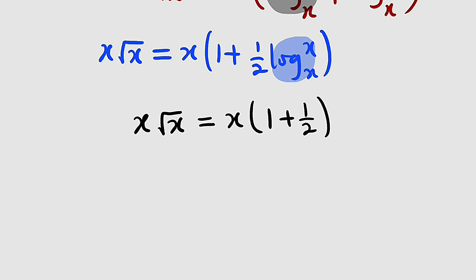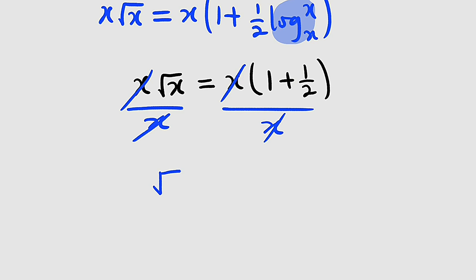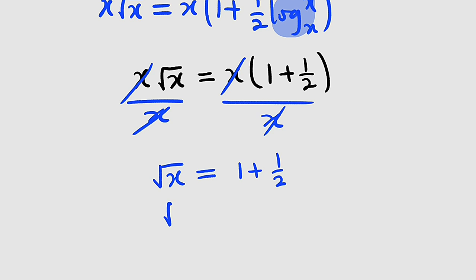Now let us distribute x. Or we can divide both sides by x, right? We divide this by x, we divide this by x, such that this x will take care of this x, this one also take care of this. So we only have root x to the left hand side, and to the right hand side we have 1 plus 1 over 2. But 1 plus 1 over 2 is the same thing as 3 over 2. So root x is equal to 3 divided by 2.